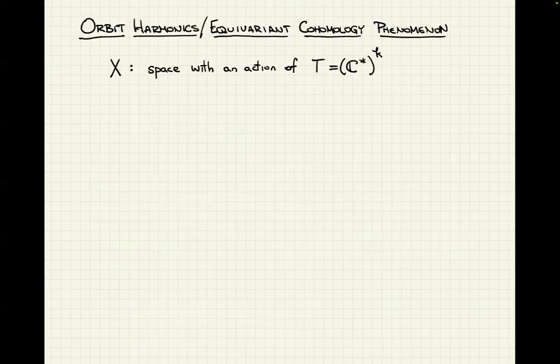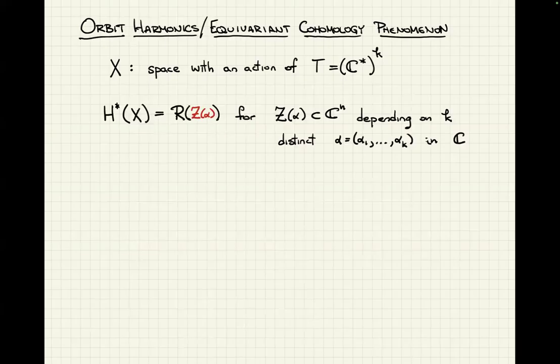And now we can get into this business of, we've had a couple of examples. What I want to propose to be maybe an orbit harmonics equivariant cohomology phenomenon. So we're going to think about a space X that has an action of a rank k torus, (C*)^k, T. And we're going to assume that the cohomology ring of X can be presented somehow as an orbit harmonics quotient. So it's R of Z_alpha for some Z_alpha in C^n, depending on a k-tuple alpha of distinct complex numbers.